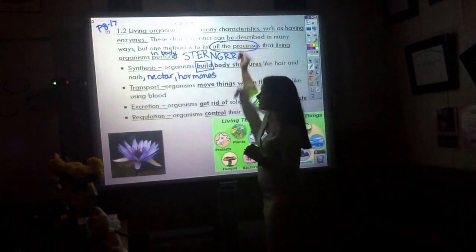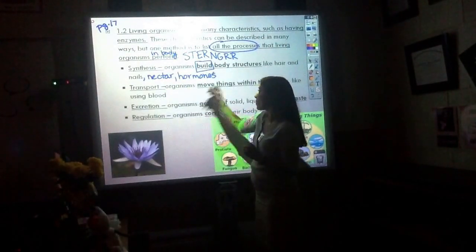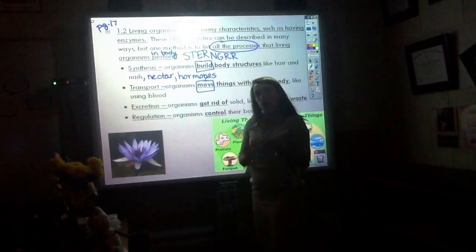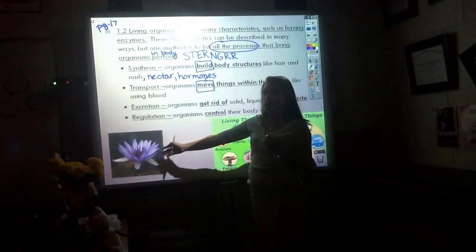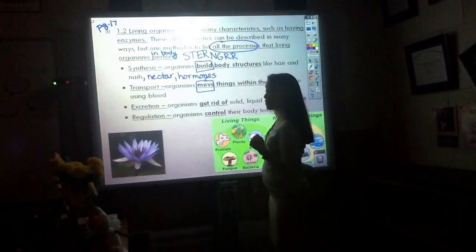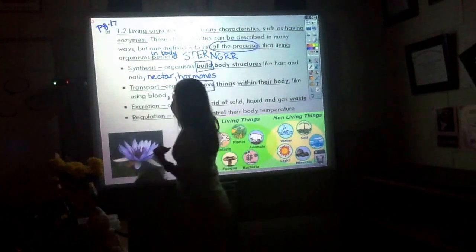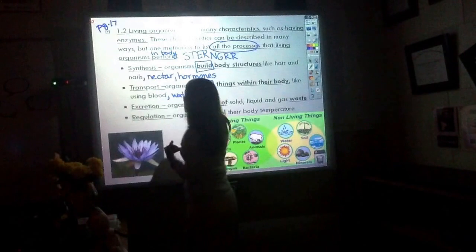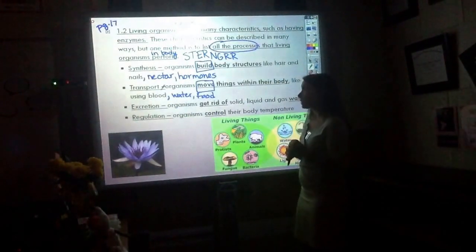The next process that all living things perform is called transport. This is where organisms move, but we're not talking about running and jumping and swimming and slithering, because we know that things like plants, they're living, they don't run or jump, but they do move things within their body. In animals, we talk about using blood. In plants, we might talk about moving water. We might talk about moving food. All of those are examples of things that get moved within an organism's body.